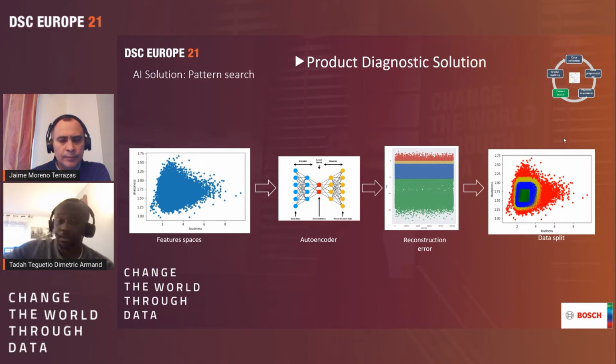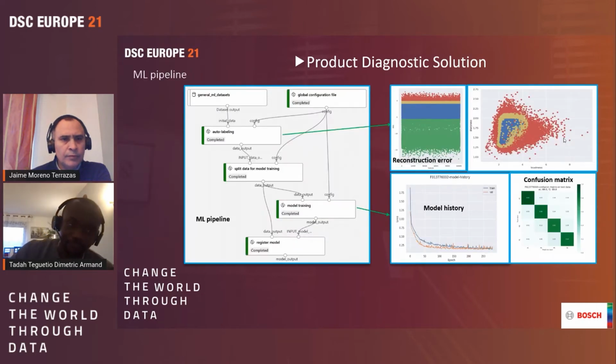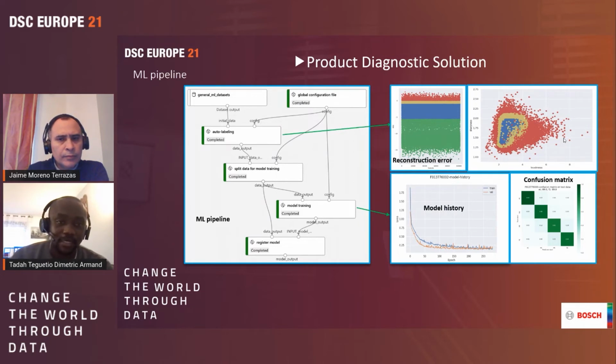And I will also show you in the next slide the process, how this looks in the cloud. This is our pipeline that we have in the cloud. Basically, these are the steps that we have, starting from a global configuration, the auto labeling, and so on. And here you see, for example, on the right side, again the reconstruction error and how the plot looks. But you also have some output like the model history. We also show the history of the model, how the model performed on the data, and the confusion matrix.